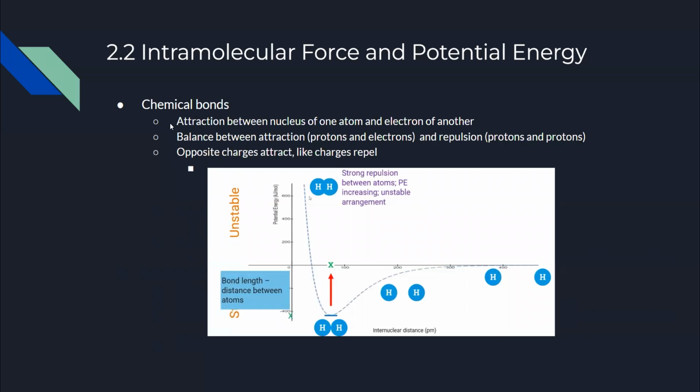You have this picture showing the correlation between internuclear distance and potential energy. You can see that when there's a strong repulsion at the top of the curve, the potential energy increases, and so there's an unstable arrangement. And as it goes on, the H plus starts to separate over time.